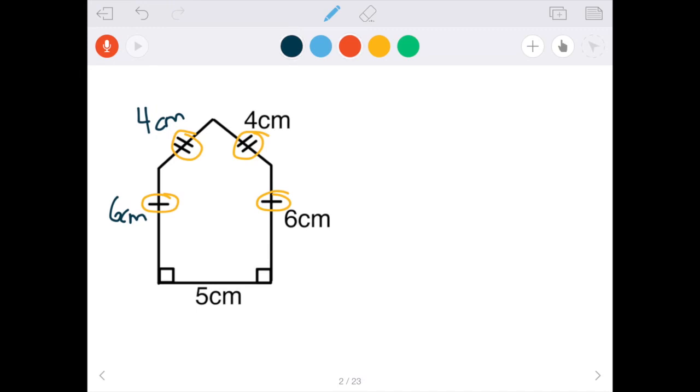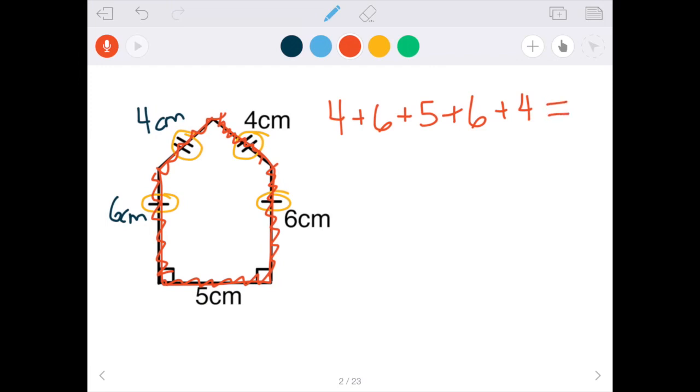Now, in order to make sure that you don't miss one, I always like to write the number down and then sort of squiggle out the side. So there's the 4 plus this 6 plus this 5 plus this 6 plus this 4. And I can see that I have all of the sides done. I'm not missing any, so I know if I add this up, this is going to be right.